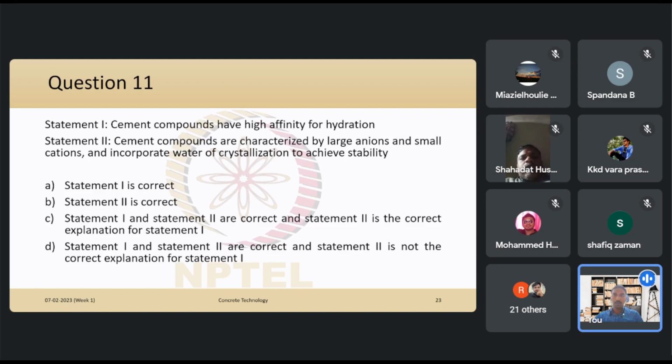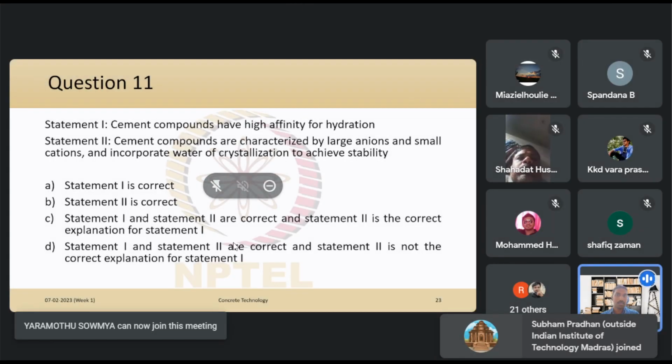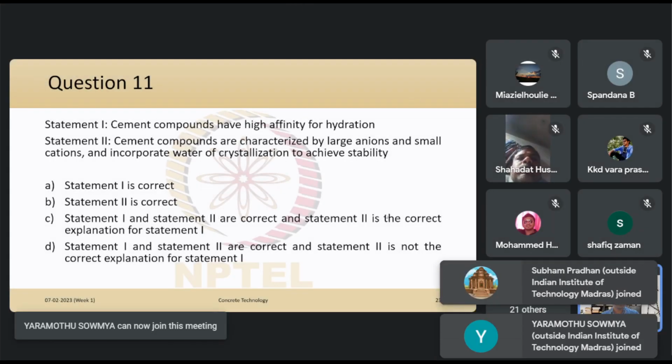Okay, so moving on to question number 11. There are two statements given here. Statement 1 says cement compounds have high affinity for hydration. Statement 2 says cement compounds are characterized by large anions and small cations and thus incorporate water of crystallization to achieve stability. The options to choose from are: statement 1 is correct; statement 2 is correct; statements 1 and 2 are correct, and statement 2 is the right explanation for statement 1; and statements 1 and 2 are correct, but statement 2 is not the right explanation for statement 1.